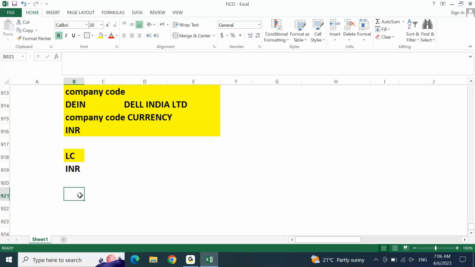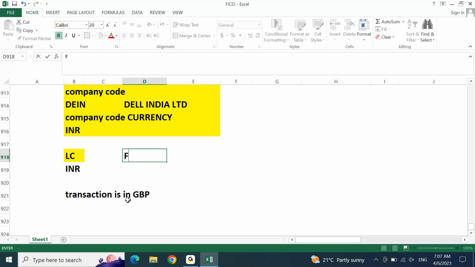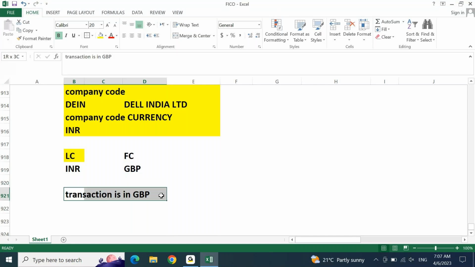Now assuming I am doing a transaction, my transaction is in GBP. Now here you have to put FC. What will be your FC, foreign currency? GBP. Okay, your transaction is in GBP. So your foreign currency will become GBP.